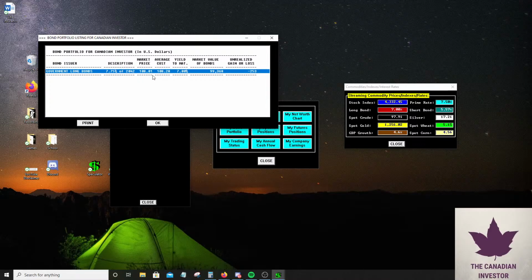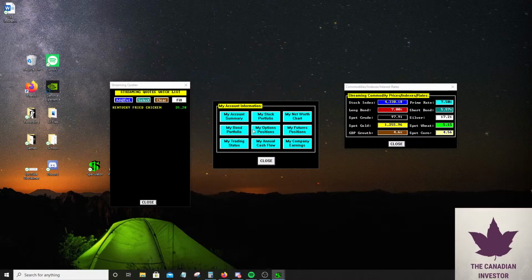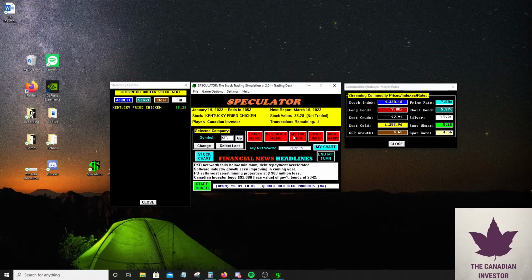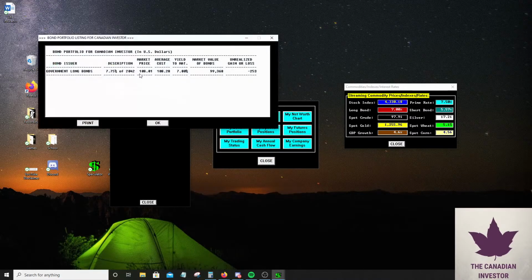In this case, it's non-callable, so I don't really care. But if it was callable, I would make sure it is at or below 100. If it's above 100, there's a lot of risk, because if they decide to call it, you could potentially lose your income and you overpaid for the bond. You don't always want to buy bonds trading below 100, because a lot of the times the income is actually worth it.